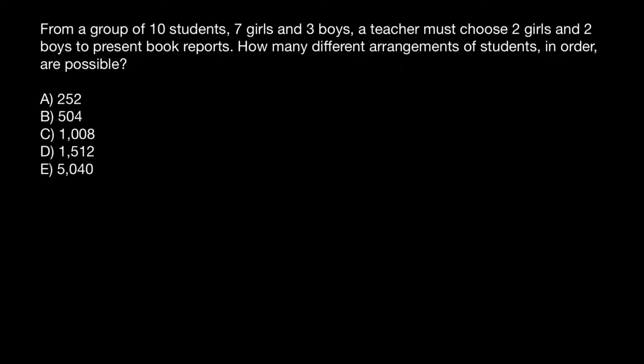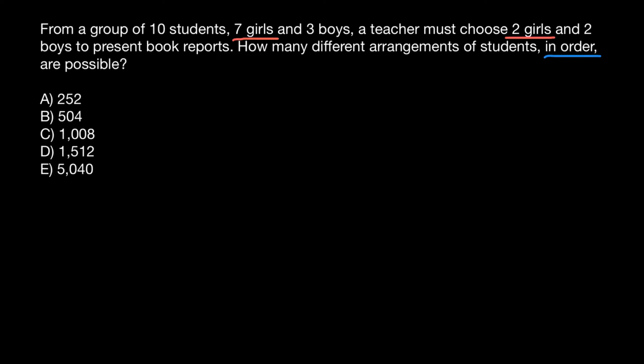So let's read again. From a group of 10 students, 7 girls, so we have 7 girls, and 3 boys, a teacher must choose 2 girls and 2 boys. So we need to choose first 2 girls out of 7 girls. How many different unique combinations can we get? And again, please pay attention to the words "in order". Order matters when we solve this problem. But first, let's find the number of combinations, how we can choose 2 girls out of 7 girls.